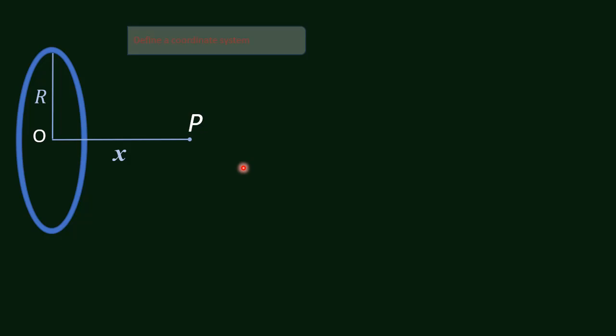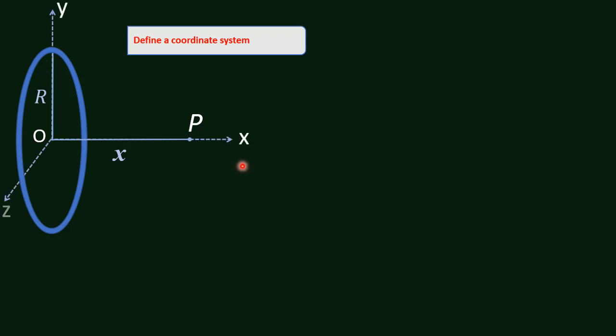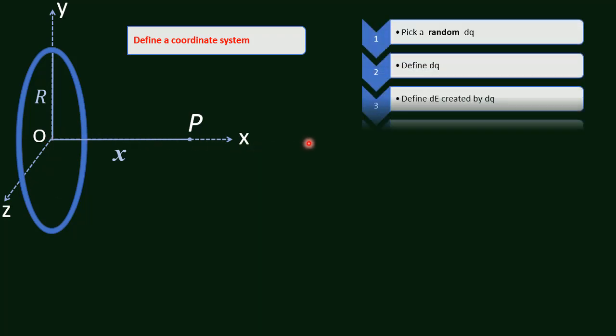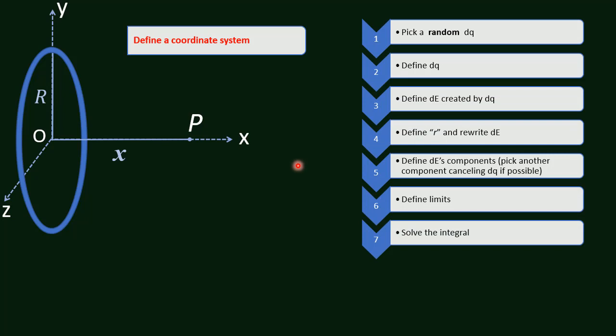First and foremost, we have to define a coordinate system in order to be able to show our vectors, vector components, and define our integral limits. So let's put a coordinate system right at the center of this ring, such that this ring is on the YZ plane of our coordinate system and the center axis is our x-axis. So we have a number of steps we can follow to solve a problem like this one.